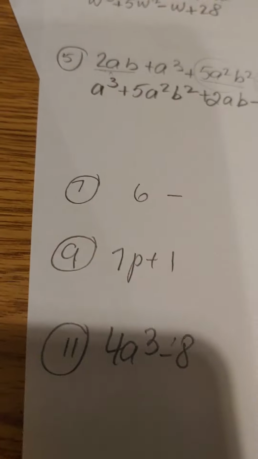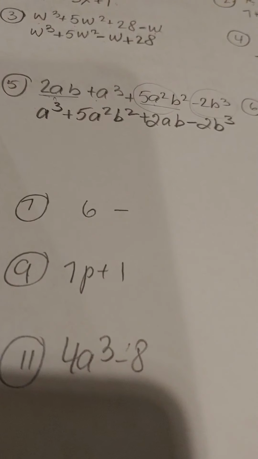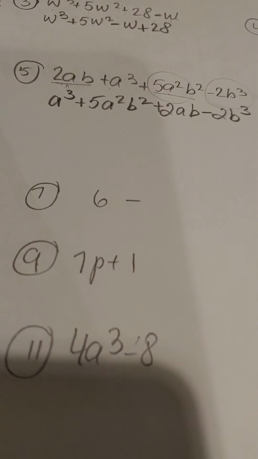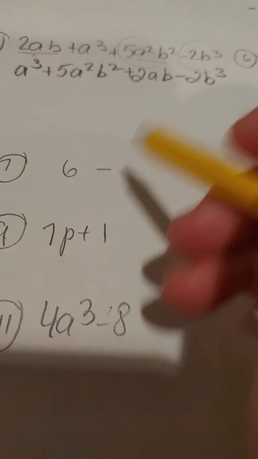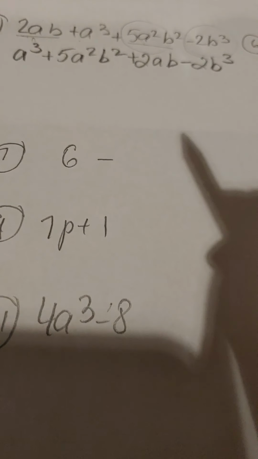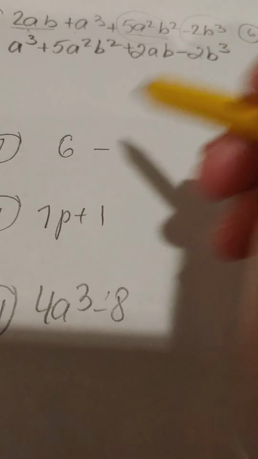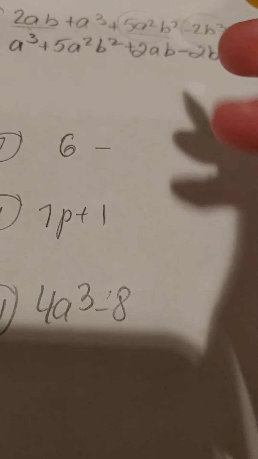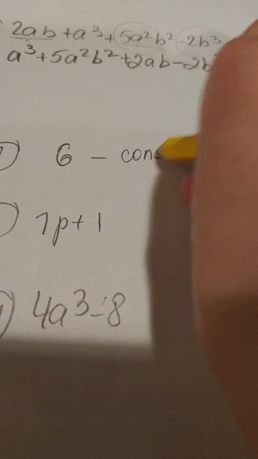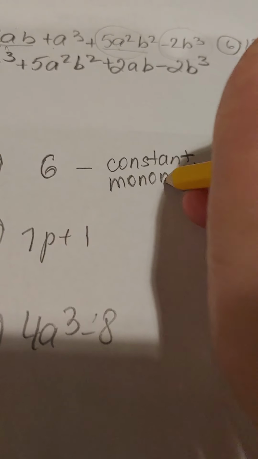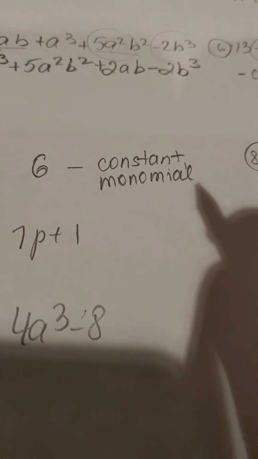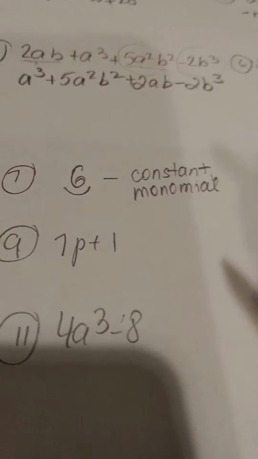Now, number 7. I'm going to go over the examples. So we have to classify each polynomial by degree and number of terms. Okay? So by degree and number of terms. Number 6. The degree of this is 0 because there is no variable. So it is constant. And then it's also monomial, because it consists of one term. This term, 6.